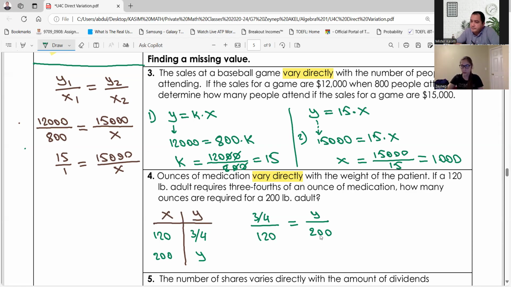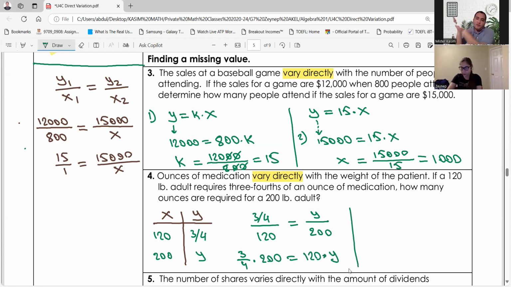Now we cross multiply, Zeynep. We actually use this method a lot, the butterfly method. Look, at the top, I have 3/4. Now I can write 3/4 times 200. On the right-hand side, 120 times y.